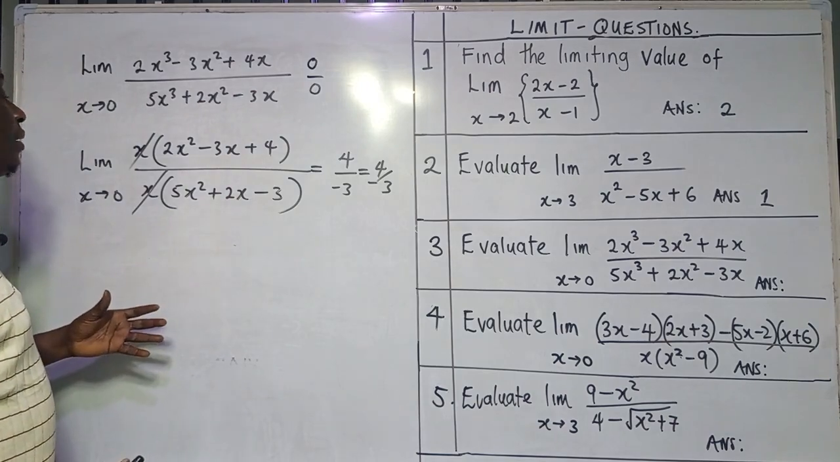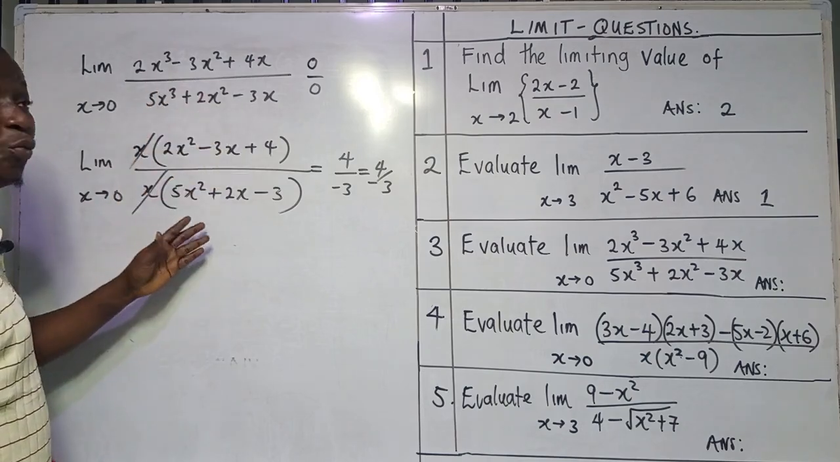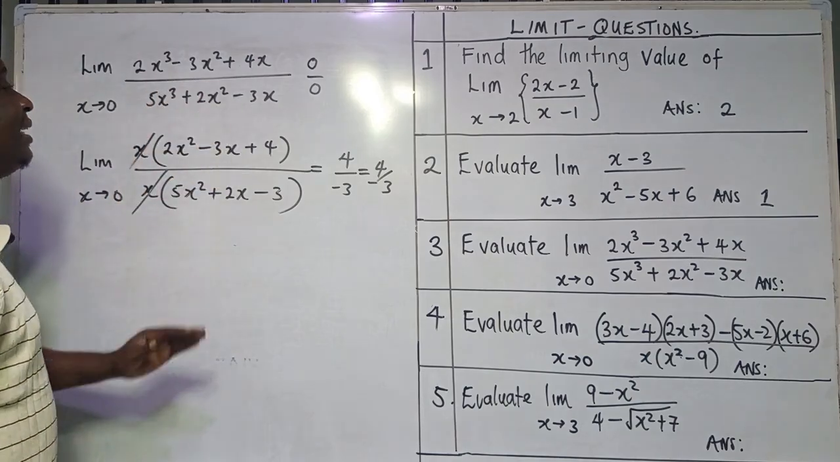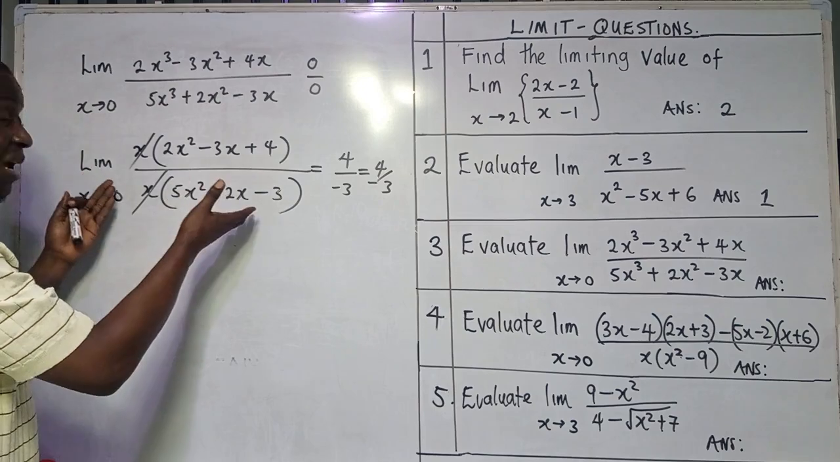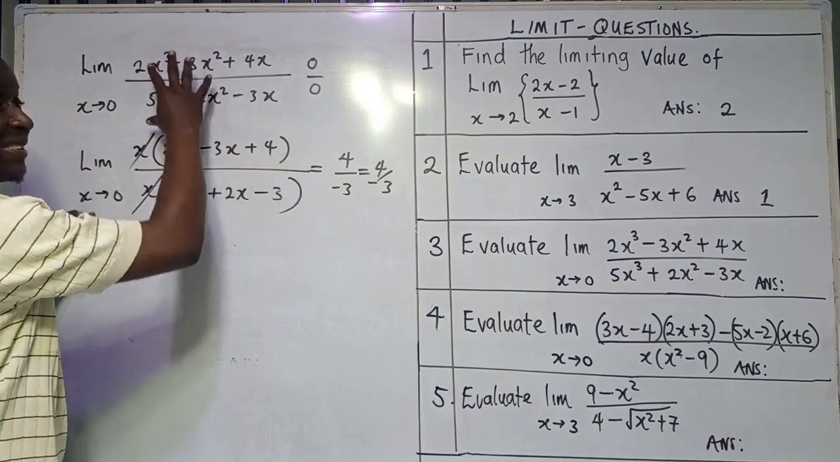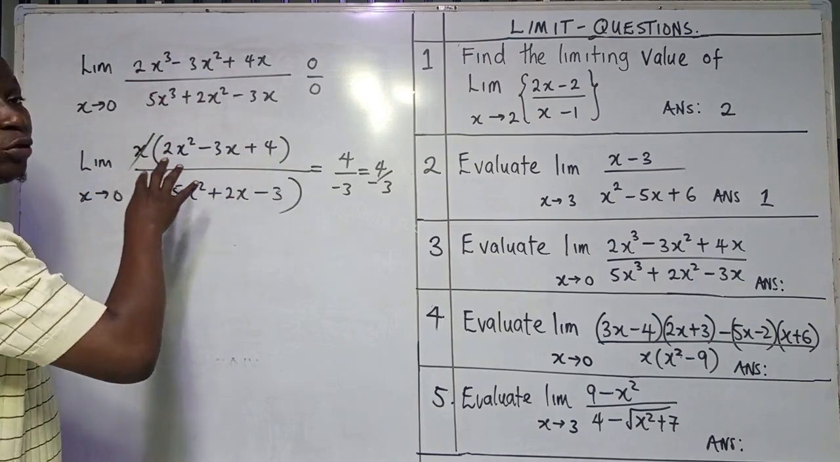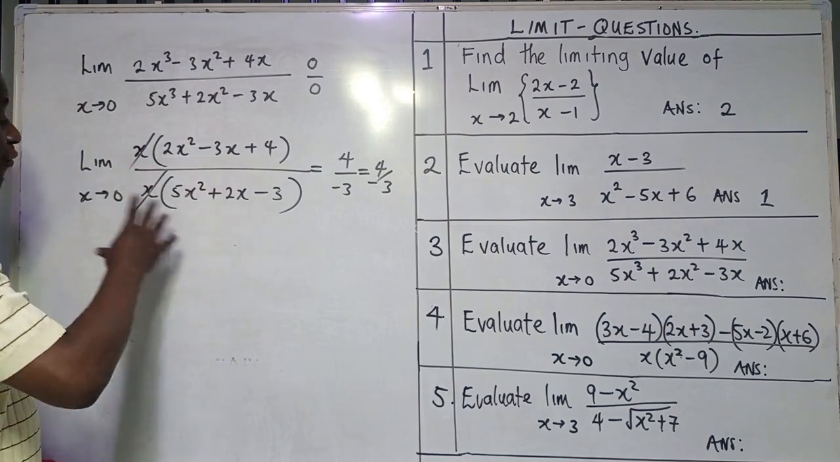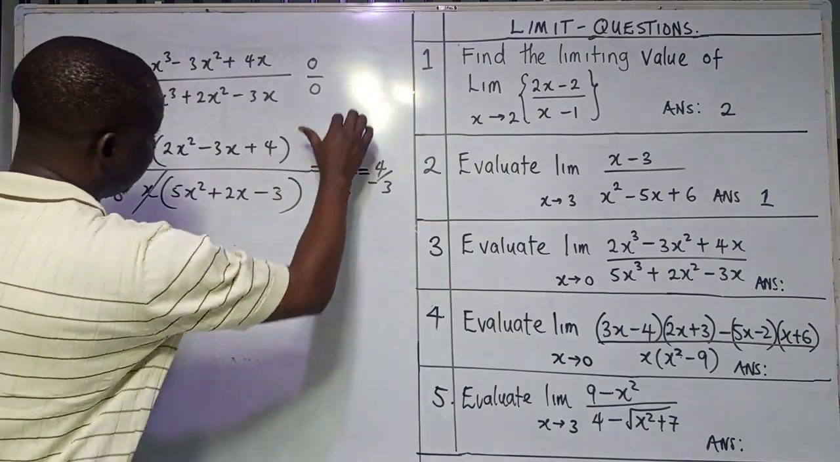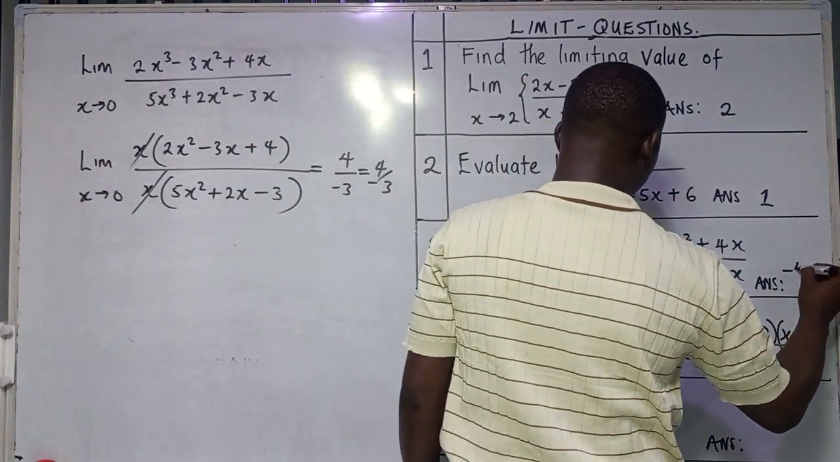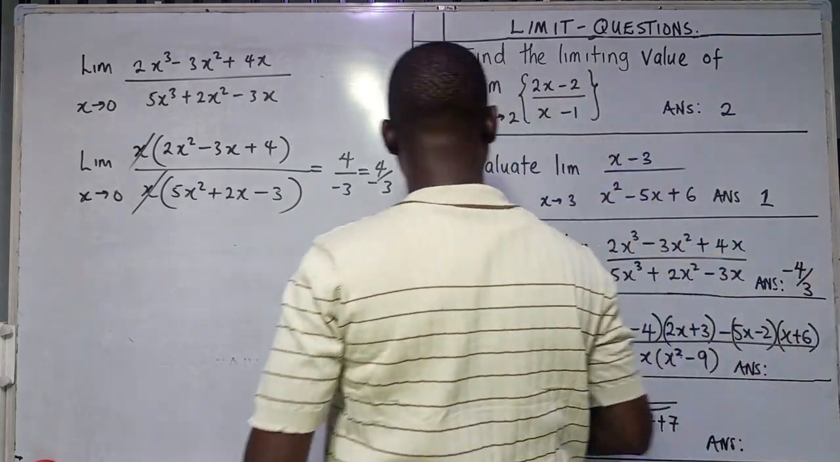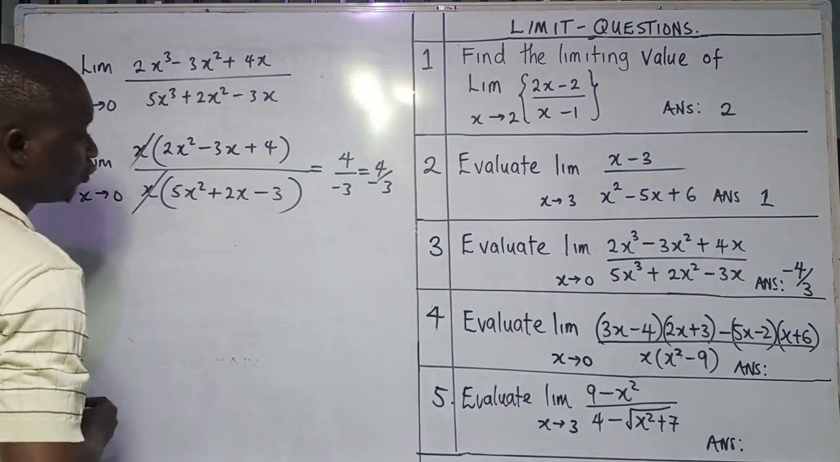That would probably be telling you to use L'Hopital's rule, which is totally wrong. It's totally wrong using that. So it's better you go this way, simplifying the numerator and denominator to the simplest form before you start substituting directly. So the answer to number 3 is minus 4 divided by 3. We move to the next one.